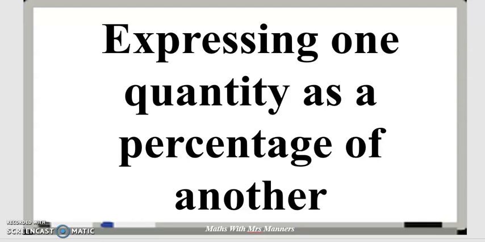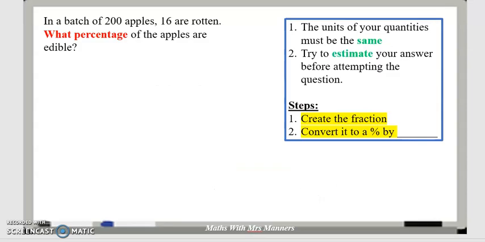This video is on how to express one quantity as a percentage of another. And these words, as a percentage, should normally appear in the question, which makes it obvious as to when we are using this process that we're about to see. So an example would be this one here.